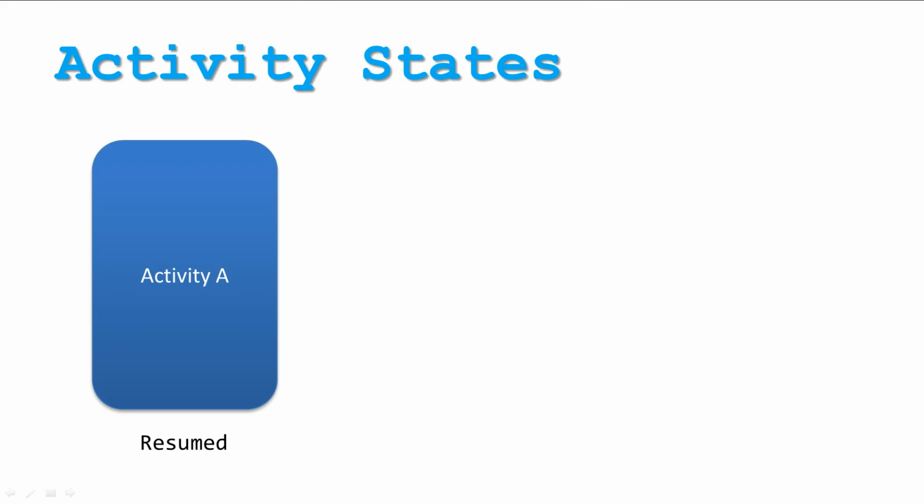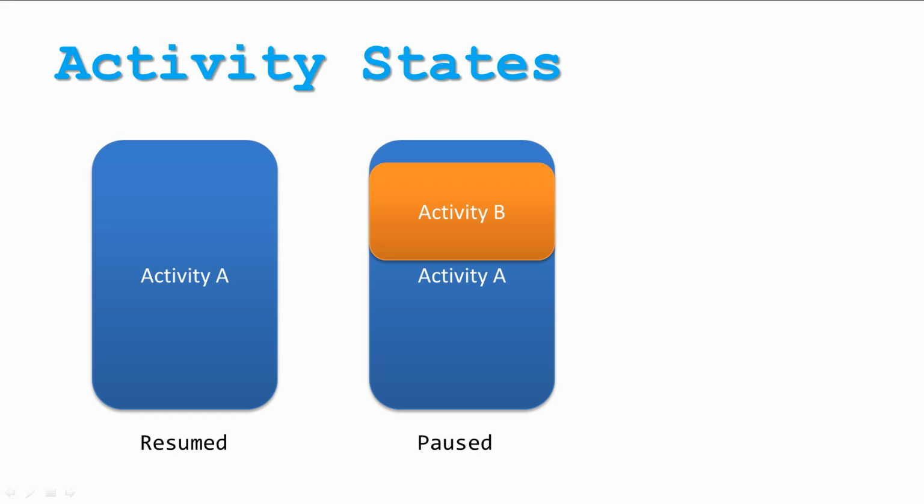The life cycle of an activity is directly affected by the change of state. An activity can exist in three states: resumed, also called running. The activity is in the foreground of the screen and has user focus. Paused: another activity is in the foreground and has focus, but the original one is still visible.